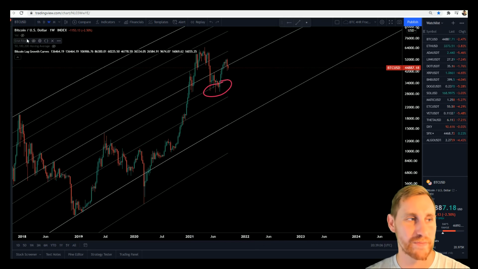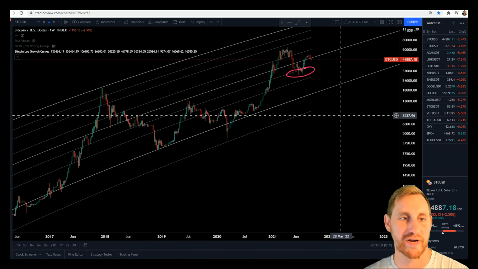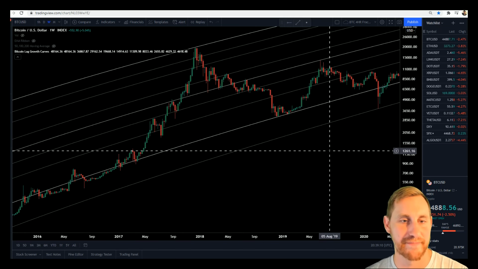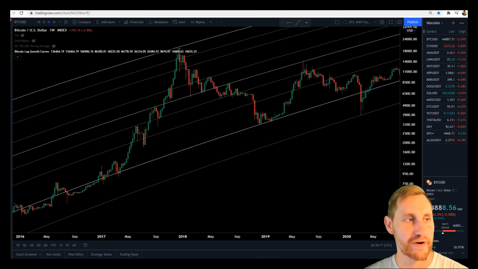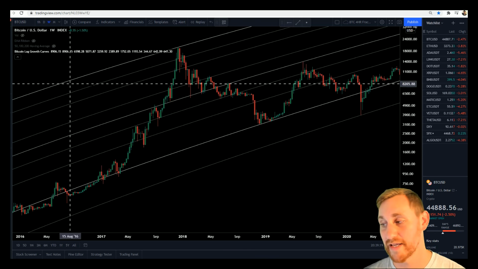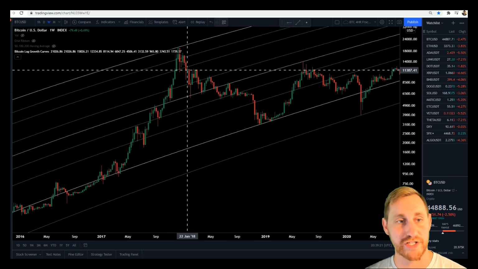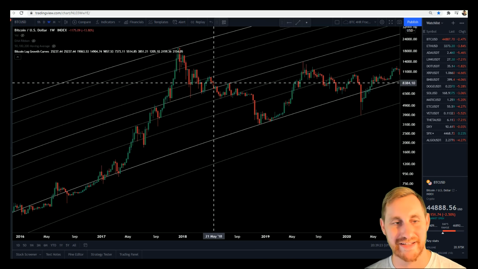Before I make my conclusion here, I want to go back and look at some of the last levels where we went into a bear market and see if we can find any similarities, or even times that we've been in a bull market and find any similarities. So let's start with the 2018 bear market.